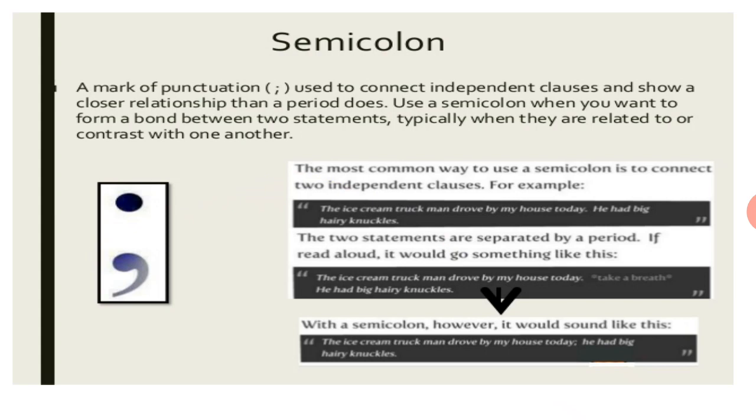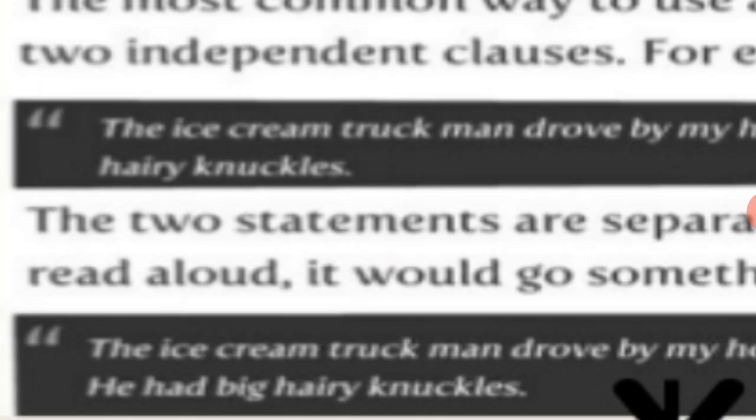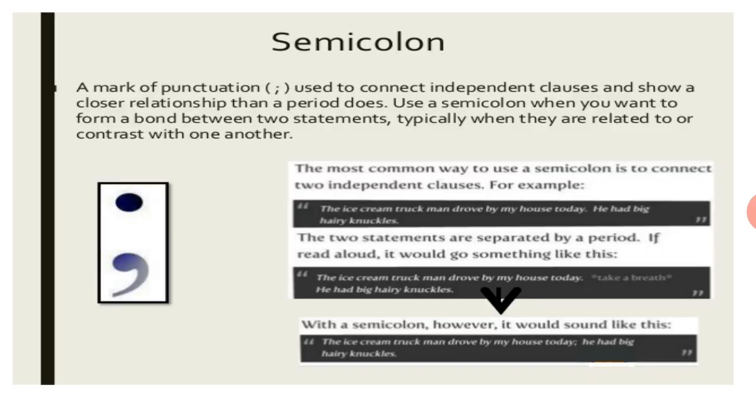The most common way to use a semicolon is to connect two independent clauses. For example, just see here, I'm going to zoom in a little. I'm going to read: the ice cream truck man drove by my house today. He had big hairy knuckles. Got it?